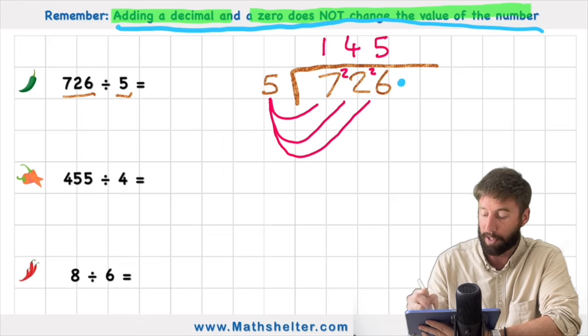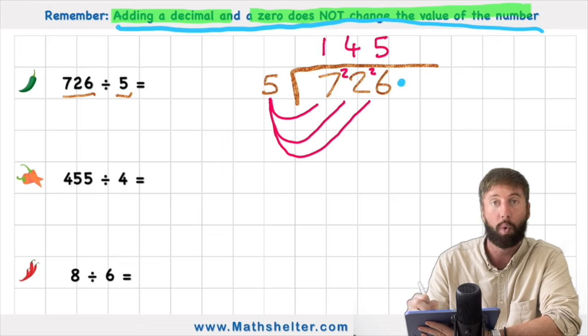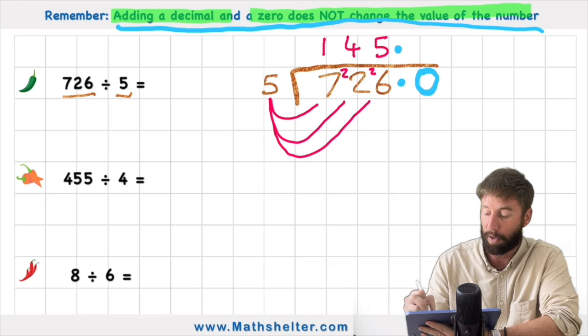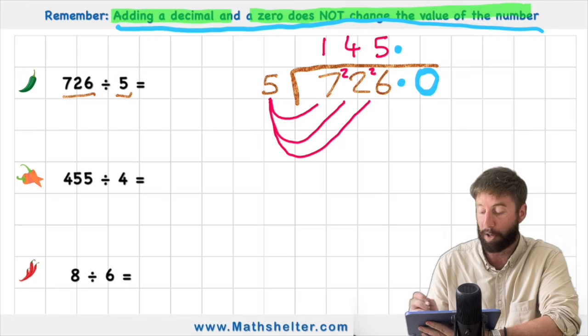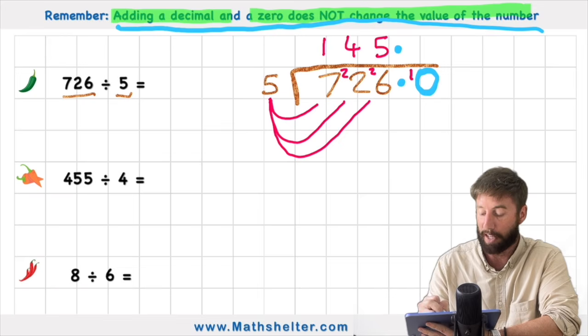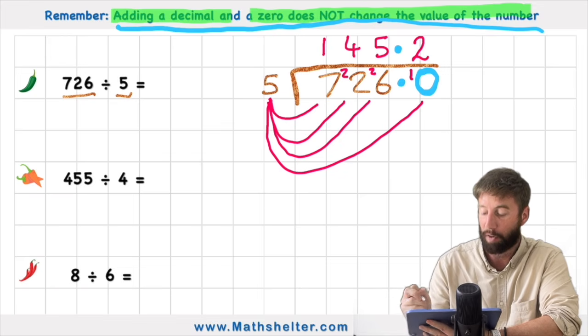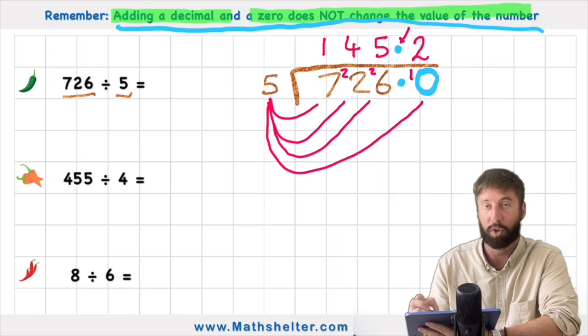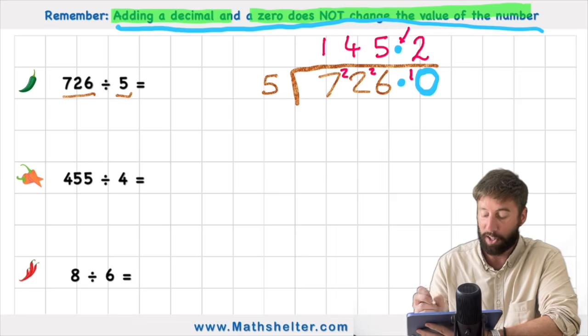Let's put a decimal point in place, and if I'm going to do it on the question row, I need to do it on the answer row as well. And then I'm going to put a 0 after that. Now I have somewhere that I can carry my remainder 1 over to, because now when I move my 1 over there, my next question says how many 5s are there in 10? And there are 2 5s in 10. So my final answer, making sure that I put my decimal point in place, is 145.2.